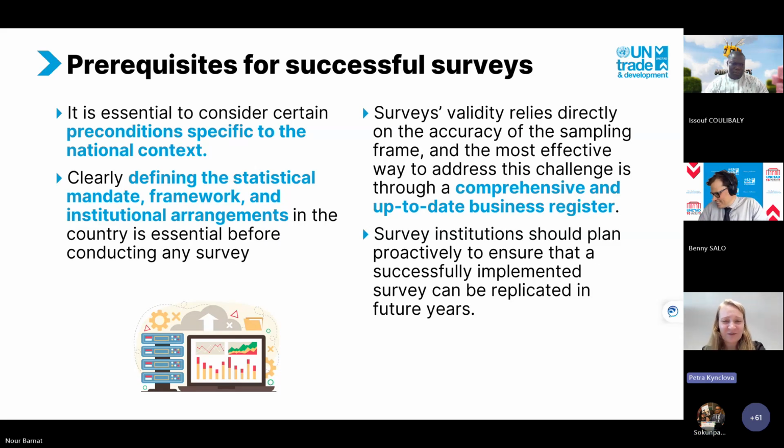So I will continue. Another important aspect is sustainability of the survey. So it's important to plan the surveys in a way that they can be successfully implemented in a replicated way, on a constant basis, to get the data on a regular basis also for future years. Next slide, Nour, thanks.